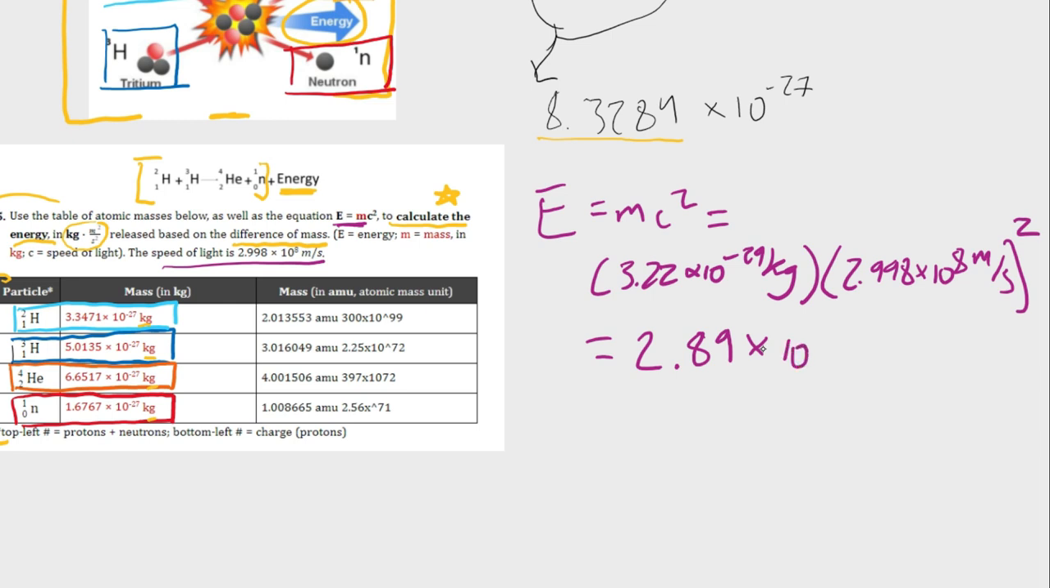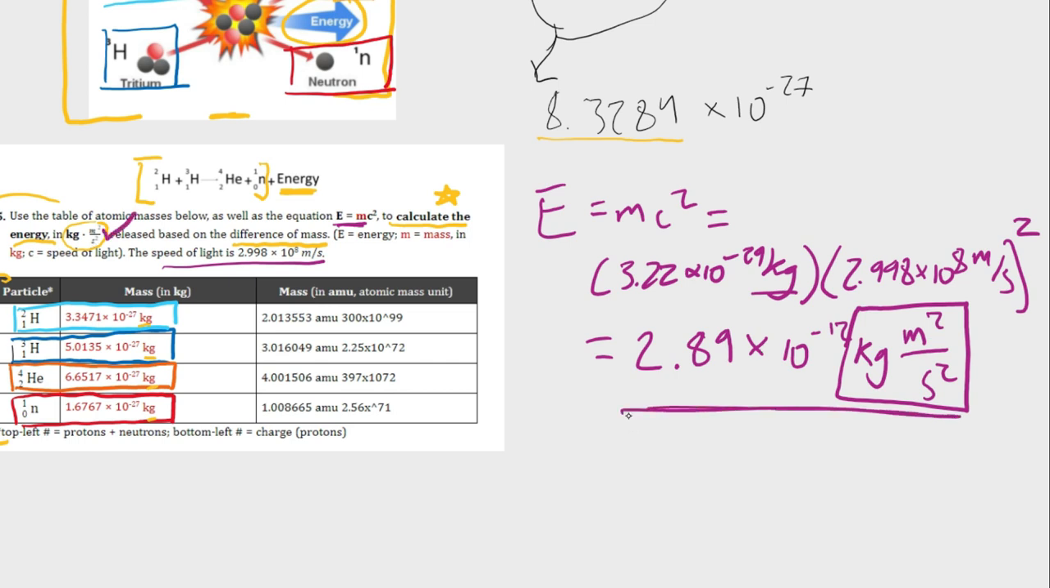Once again, kg, the m squared, because that square applies to everything, over the s squared. We have our units that we want, connecting over here. This is our final energy. We'll get more into what this means at a later point. That should be your ballpark area.